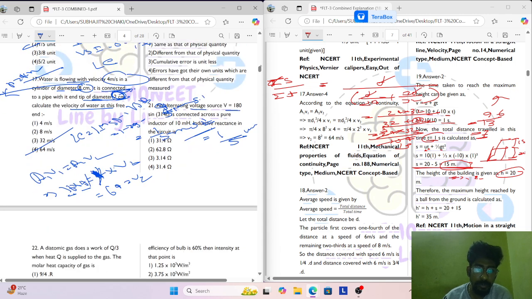An alternating voltage source V equals 180 sine 340 t is connected across a pure inductor of 10 milli Henry. Inductive reactance, reactance formula. Inductive reactance means XL equals omega L. Omega is given by what? From this we already know V equals V naught sine omega t. So omega means 314. And L you know, right? L you know. So from this you can get.